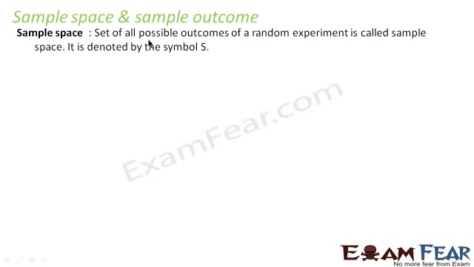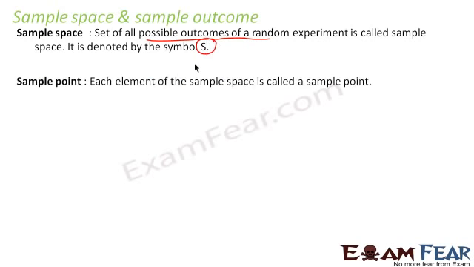Now, before I go more into probability space, let me introduce two terms, sample space and sample outcome. So what is sample space? Sample space is the set of all possible outcomes of a random experiment. It is denoted by the symbol S, and a sample point is each element of the sample space. For example, when we toss a coin twice, in the first toss we may get head or we may get tail. If we get head, we again toss the coin.